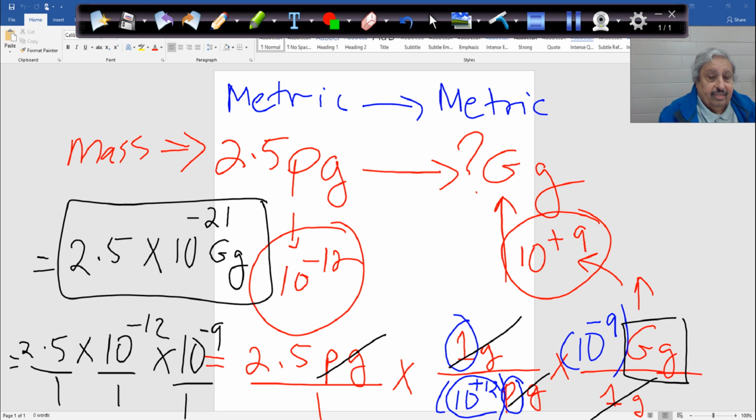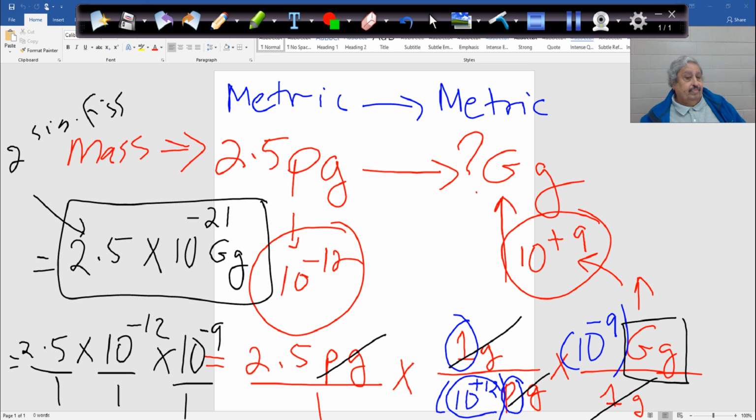This is the answer, and I'm keeping my sig fix to sig fix. I did not change the sig fix. Okay, guys. Another example, correct? Let's do another example. That's the first one here. Are you following? As I said, that's the most difficult part of the conversion, because you have to recall all those prefixes of the metric system.